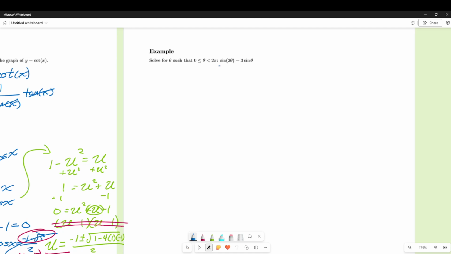Okay, here, well, I do have a double angle formula here. They are both sine, which is nice, but the fact that that's a theta and that's a 2 theta is a problem. So I might be tempted to at least look at what the double angle formula would tell me for that. Equals 3 sine theta.